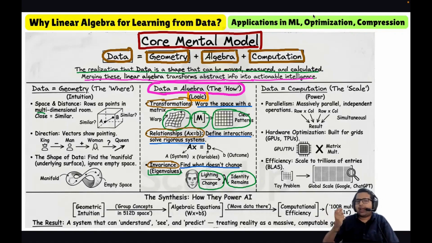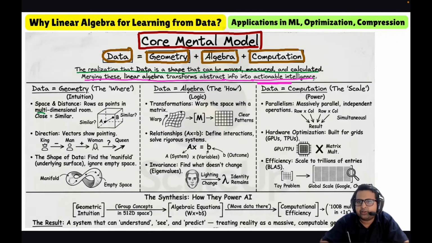We can identify the relationship, and we can solve some rigorous system of equations to find the interactions between the variables. And we can also find the features, the parameters, which do not change, which stay invariant. So that is what data equals algebra.